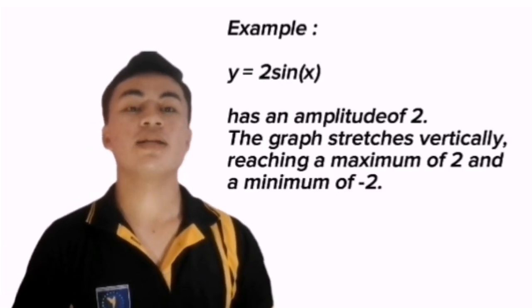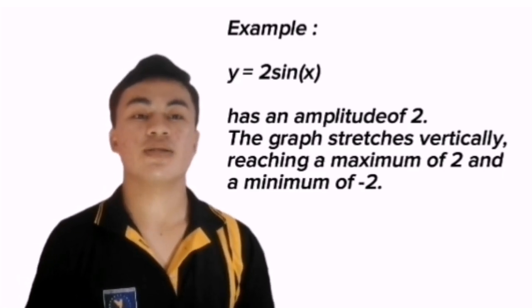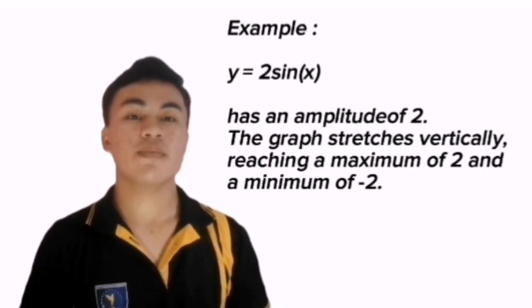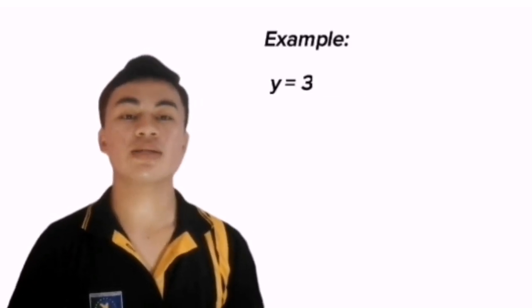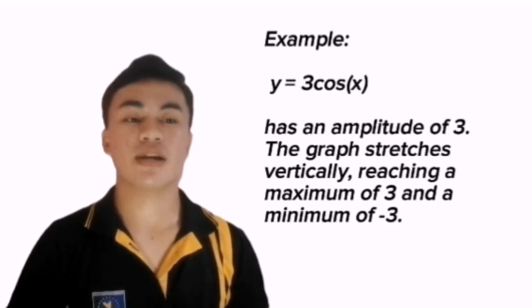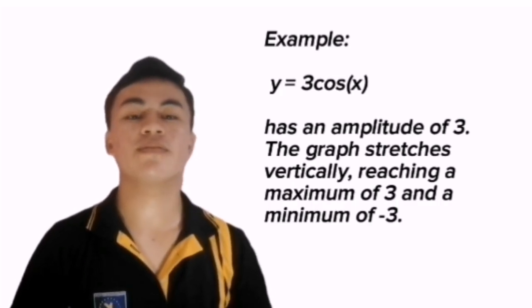Let's take this example. Consider the function y equals 2 sine x, which has an amplitude of 2. The graph stretches vertically, reaching a maximum of 2 and a minimum of -2. Let's take another example. The function y equals 3 cosine x has an amplitude of 3. The graph stretches vertically, reaching a maximum of 3 and a minimum of -3.